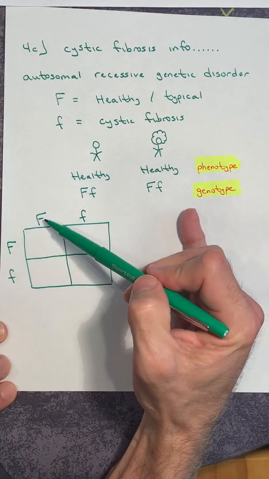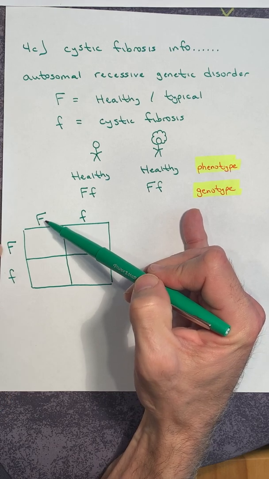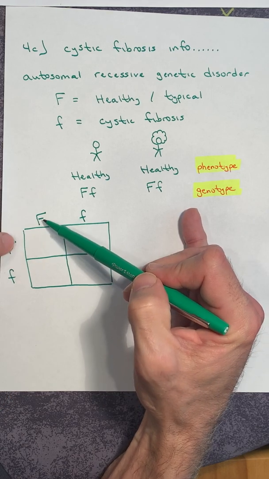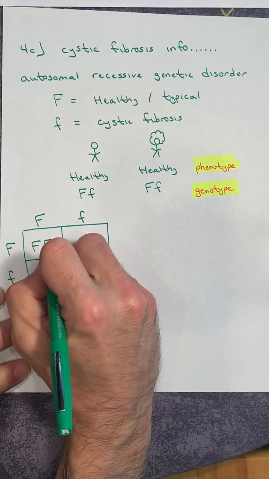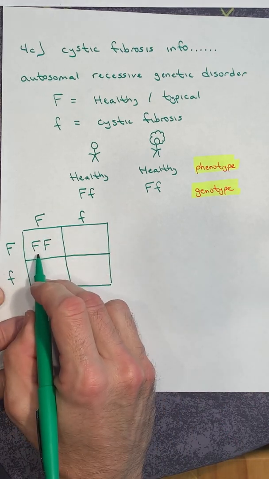Inside of her ovum is the dominant F. Inside of his sperm is the dominant F. These two cells join. This is fertilization. Thus, this individual, the offspring, could receive two dominant Fs.